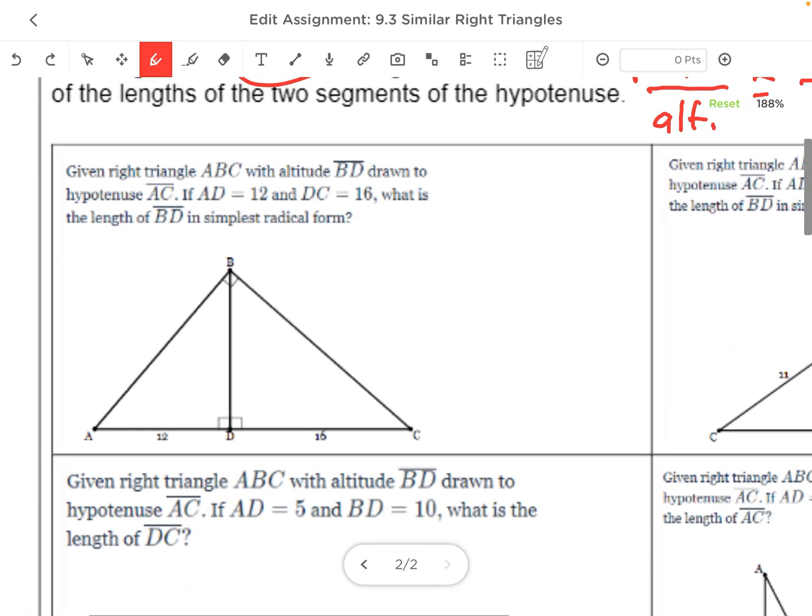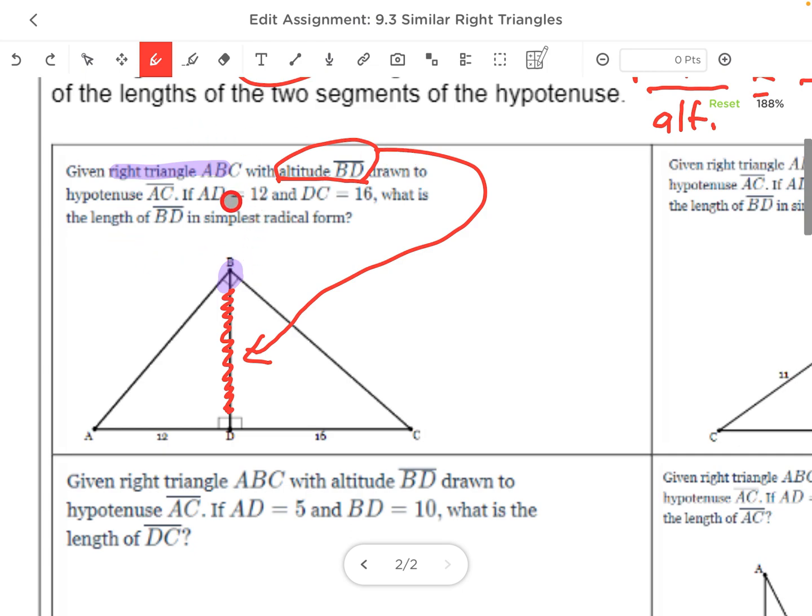Let's go ahead and take a look at this problem over here. It says, given this right triangle ABC, and we know it's a right triangle because we see that right there, it has an altitude of BD. So the altitude is this right over here. It says AD is 12, so this much is 12. DC is 16. What's the length of BD?